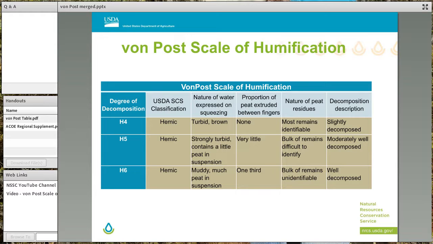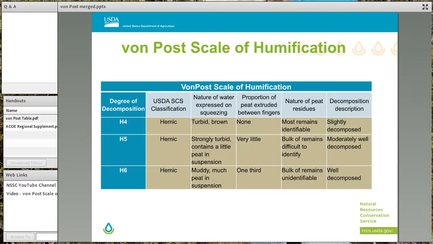Next, we'll review the H4 through H6 portion of the von Post scale, which correlates to Hemic in texture. Quantity of water expressed, column 3: Hemic samples express a moderate amount of water. Read down column 3 for descriptions of nature of water expressed. Those are turbid to strongly turbid to muddy. Portions of peat extruded between the fingers, please see column 4. In Hemic samples, less than half of the material is extruded between the fingers.